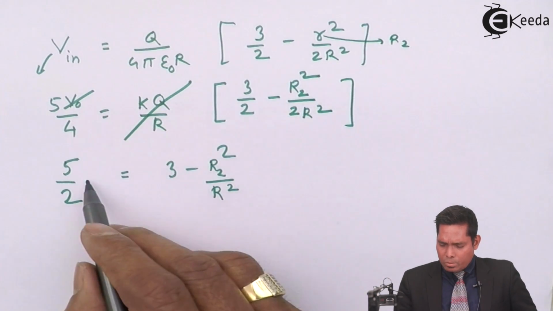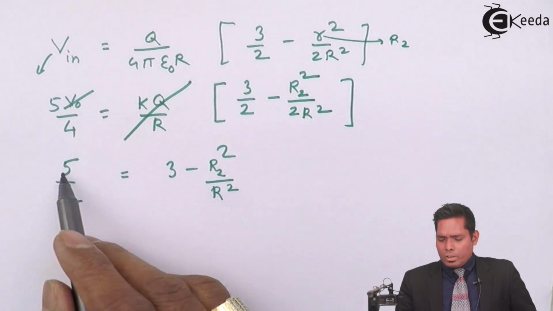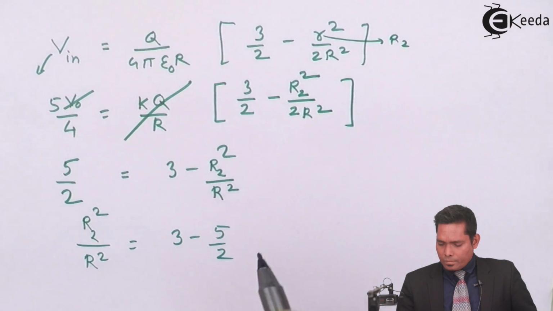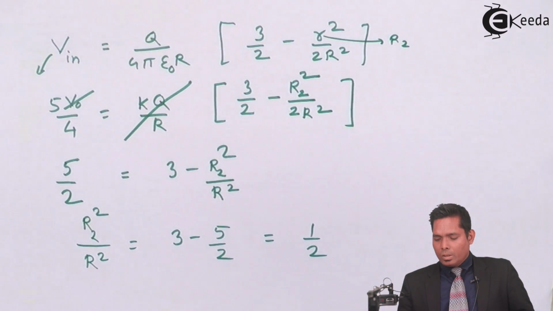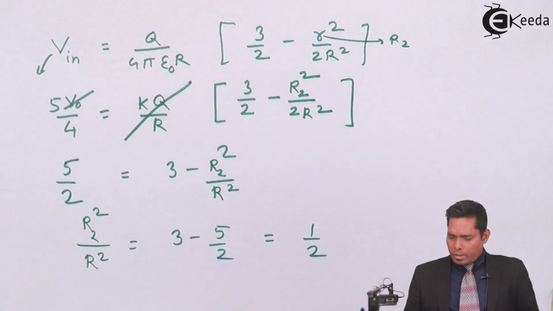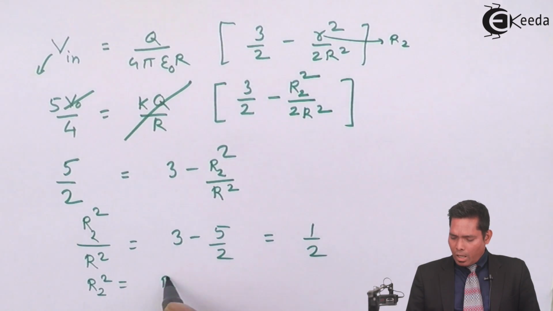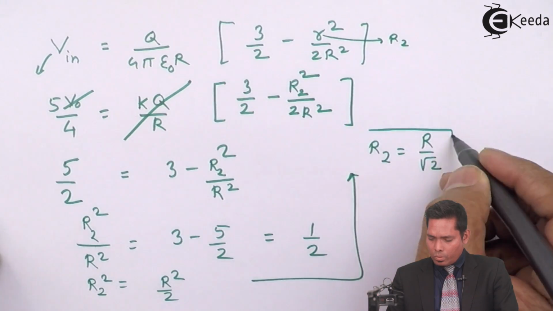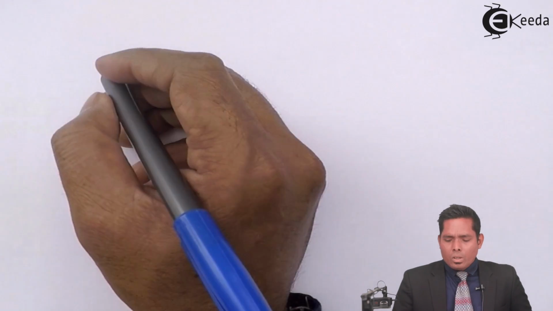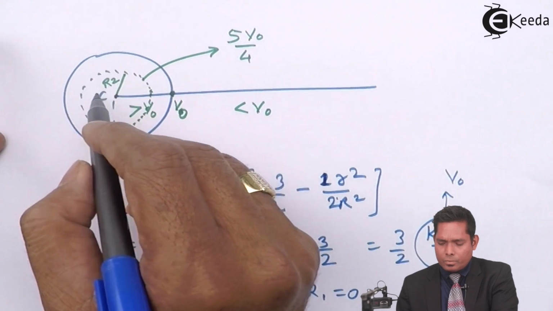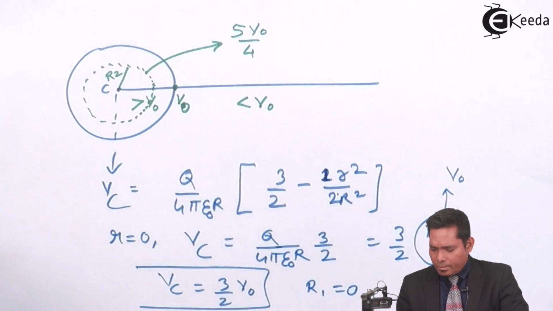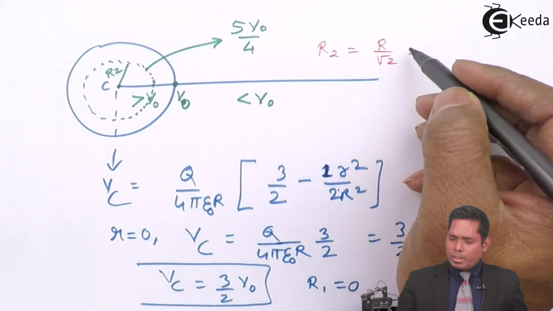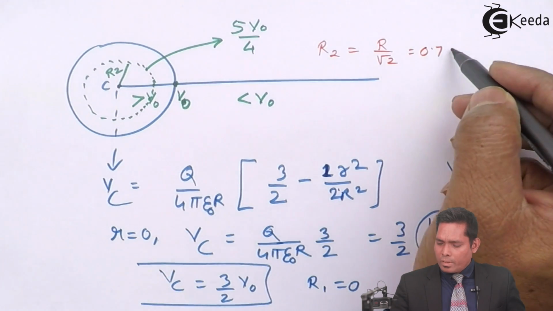If I solve this, then this 3 comes to this side, and rearranging, r2 square by R square is 1 by 2. If this is 1 by 2, then r2 square is R square by 2. From here, I will have r2 equals R by root 2. Now I have got this r2. This r2 comes out to be R divided by root 2, which, if I substitute, is 0.707 R.